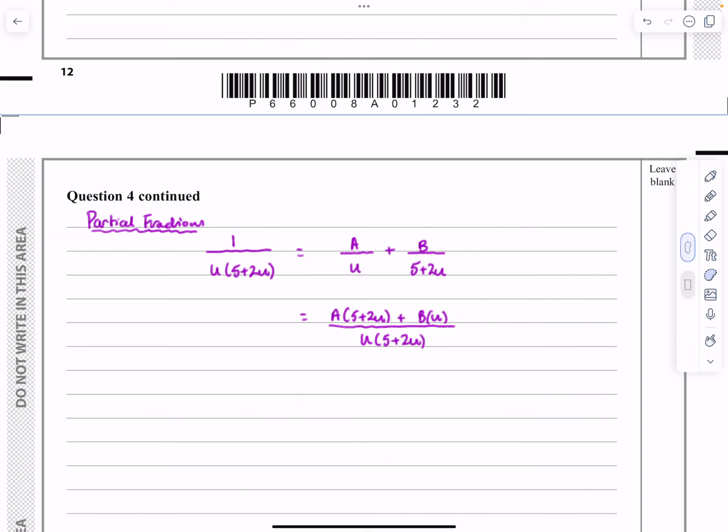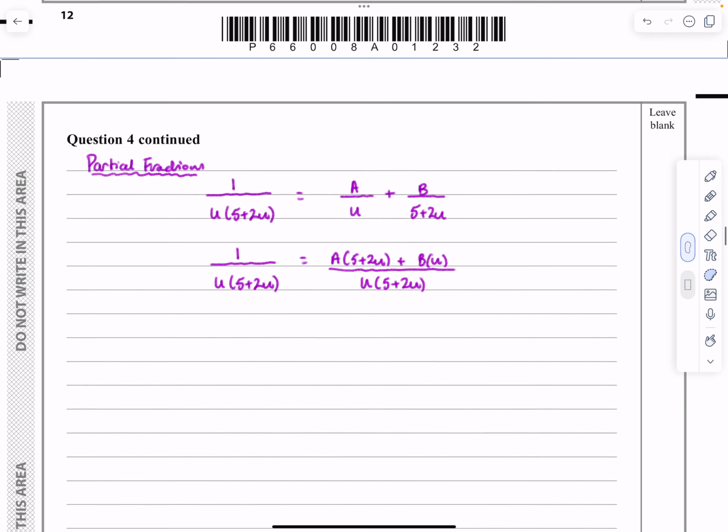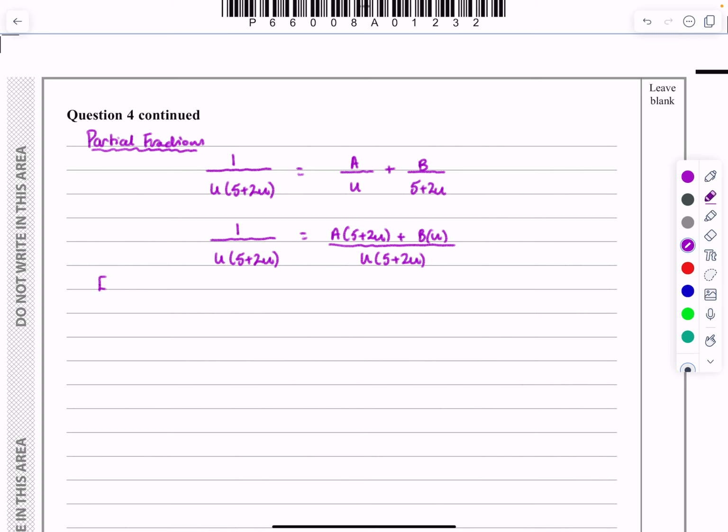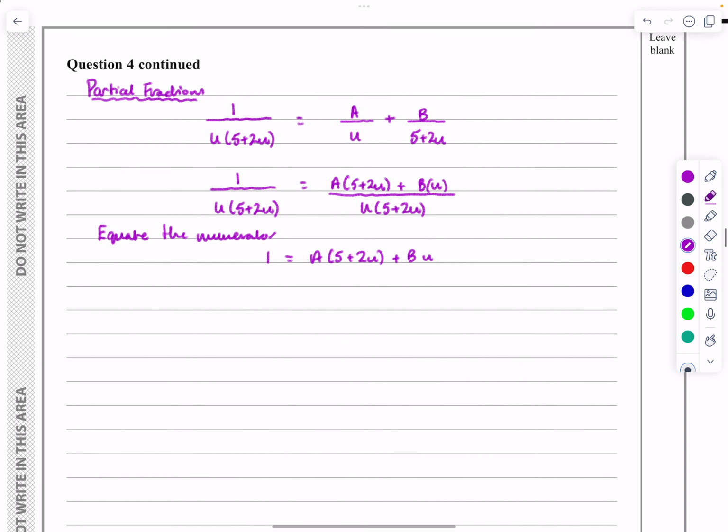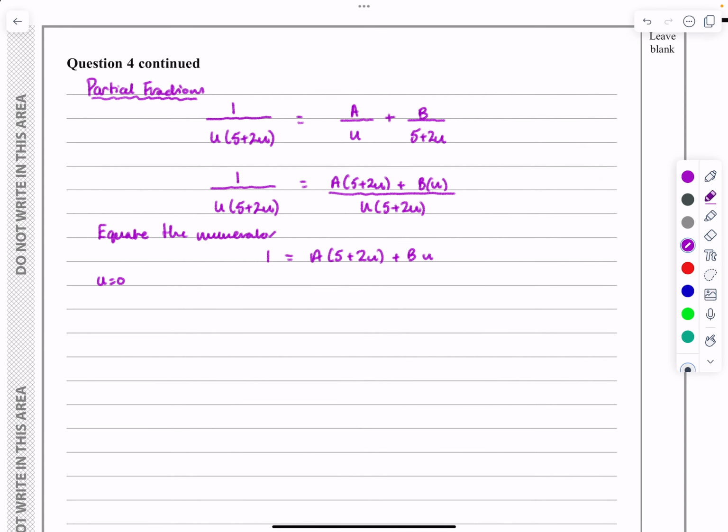That's going to be equal to 1 over u, 5 plus 2u. And then we can just equate top line, equate the numerator. So we're going to get 1 is equal to A, 5 plus 2u, plus B, u. Shouldn't really spend too much time talking about this because this should be really standard for somebody who's a P4 student. Set u equals 0, and I'm going to get 1 is equal to 5A there. So A is a fifth.